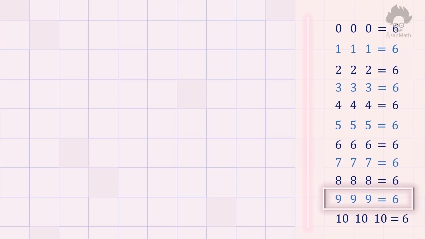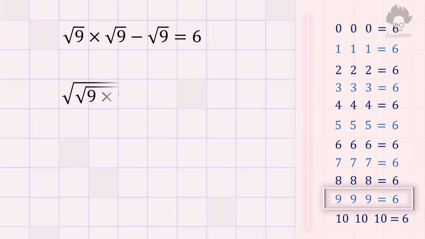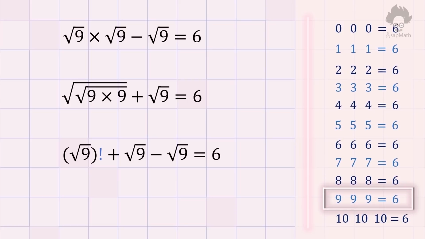This also has several methods. Square root 9 into square root 9 minus square root 9 is equal to 6. Take the square root twice from the product of 9 into 9 and then add square root 9. Factorial of square root 9 plus square root 9 minus square root 9 is equal to 6. Factorial of square root 9 into square root 9, and divide the whole thing by square root 9. A few more methods are listed below.